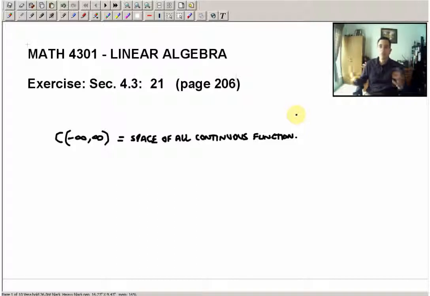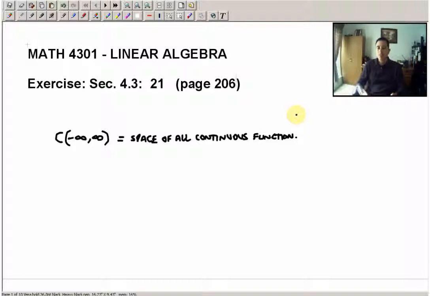Okay, what is the sum? What are the vectors in there? The vectors are the functions. What is the sum? The sum is just a regular sum of functions. Take two functions in the set. The scalar multiplication, when you multiply c times the function, is just the expression for the function times c. So it's pretty simple.